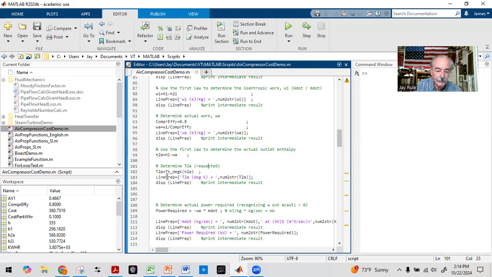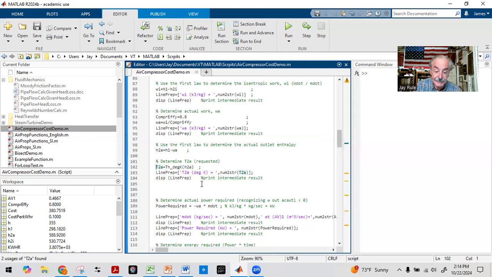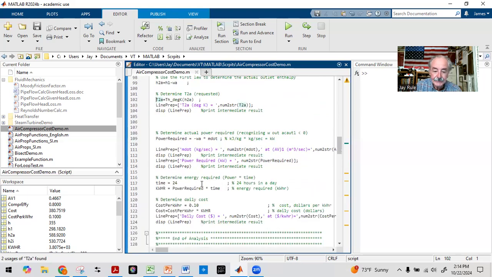Well, let's use one of those function calls. Let's use TH. So T given H, we have H2 actual. Okay, there's our input, H2 actual. We're going to assign that to MATLAB variable T2A. We'll write that out to the command window to check our work, be sure it makes sense. And now we're getting near the end point. Determine the actual power required.